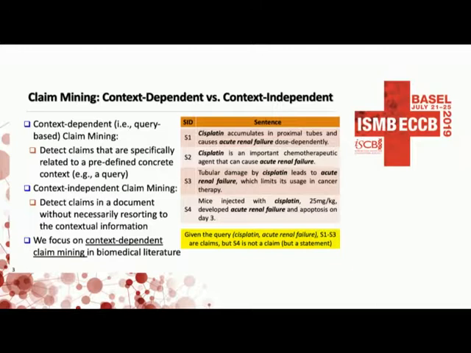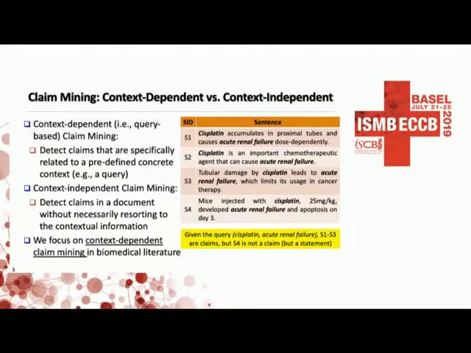What does a claim look like? You look at the first three sentences. Actually, these are claims. The last sentence does contain cisplatin and acute renal failure, but it's just an experiment, just a statement. So you really want to find claims, not just some kind of statement containing those drugs and certain disease. Okay.